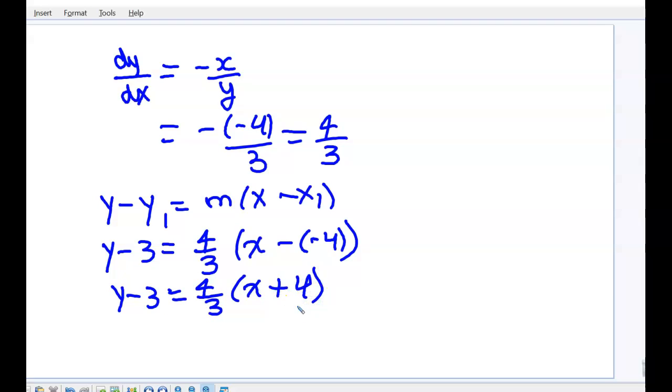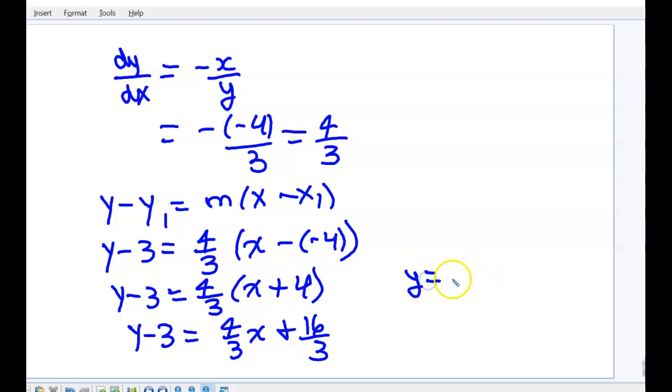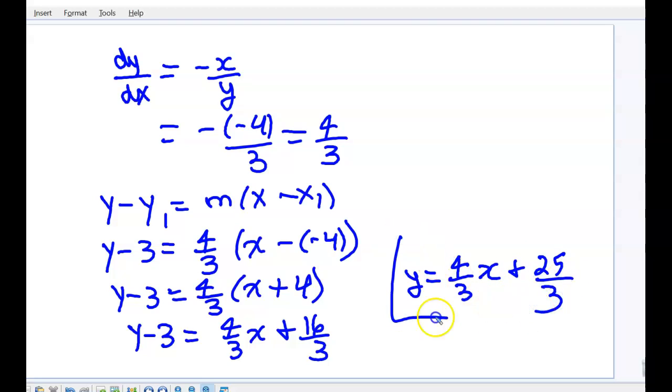And now, depending on how they want you to write your final answer, let's just distribute the 4/3 to get 4/3 x plus 16 over 3. And if I was to add 3 to the other side, I'm really adding 9/3. I want to get a common denominator, so that's going to end up being 25 over 3. And there would be your equation in slope-intercept form.